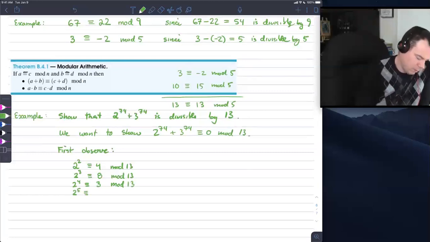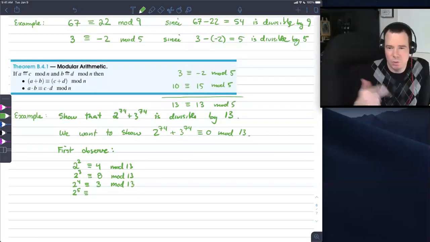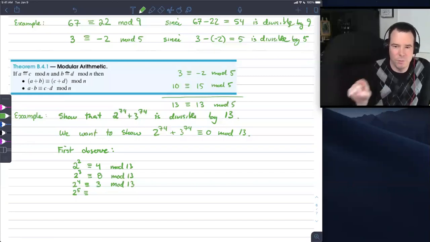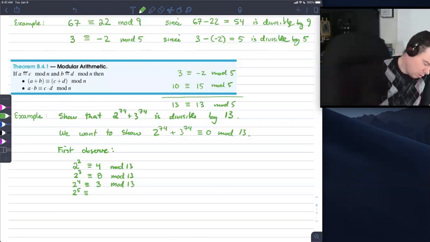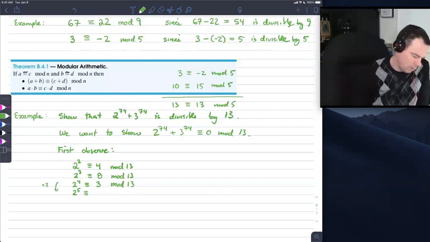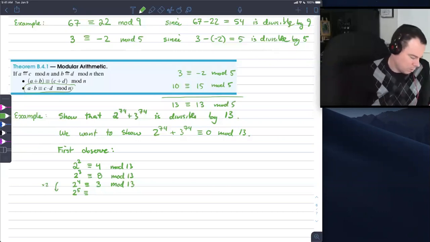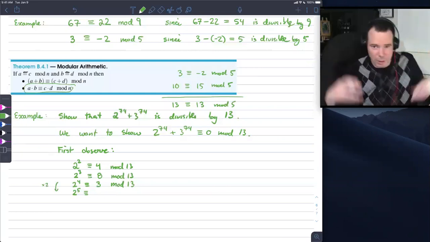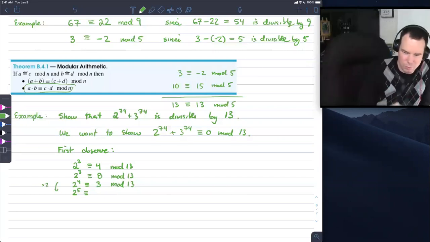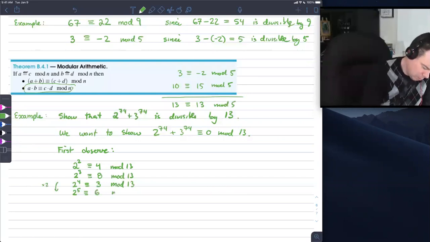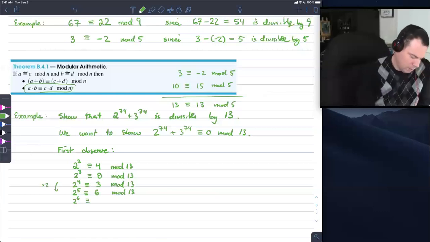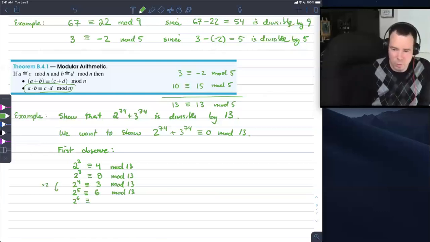2 to the 5. Now here's where things get easier. I don't have to say 2 to the 5 is 32 and then figure out what it's dividing by 13. I already know 2 to the 4 is 3 mod 13, so I can just multiply both sides by 2, because 2 is congruent to 2. If I know two things are congruent, I can multiply both sides of the two expressions together. So 2 times 2 to the 4 is 2 to the 5, and 2 times 3 is 6 mod 13. And what about 2 to the 6? 2 times 6 is 12 mod 13.